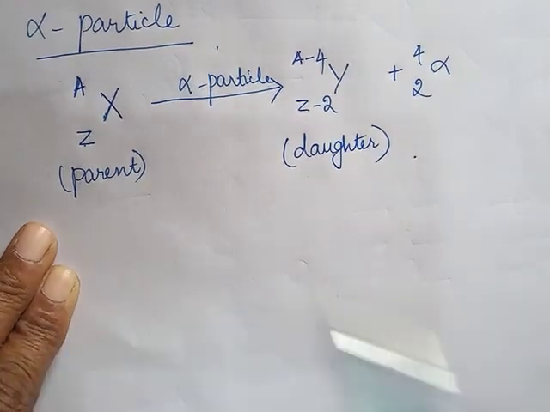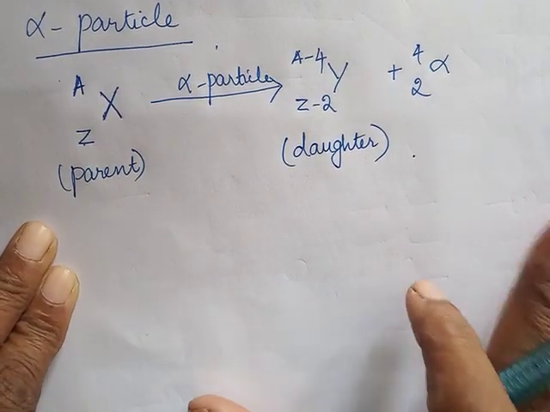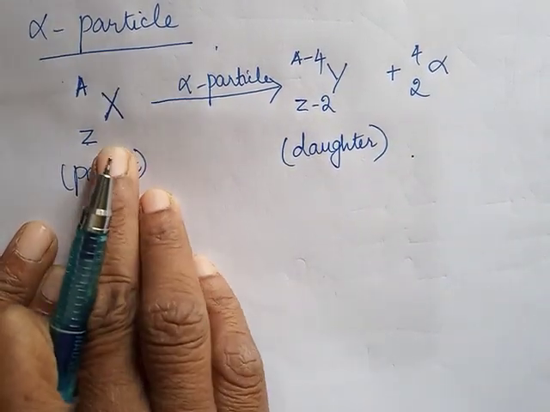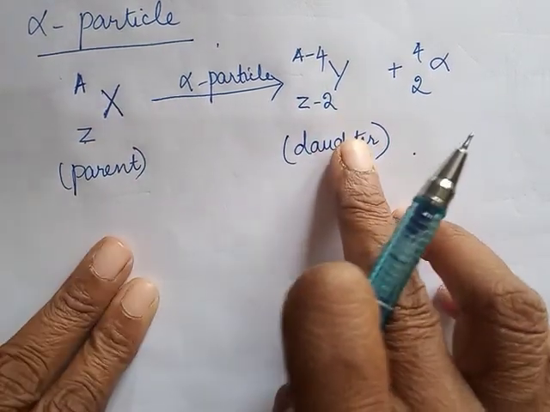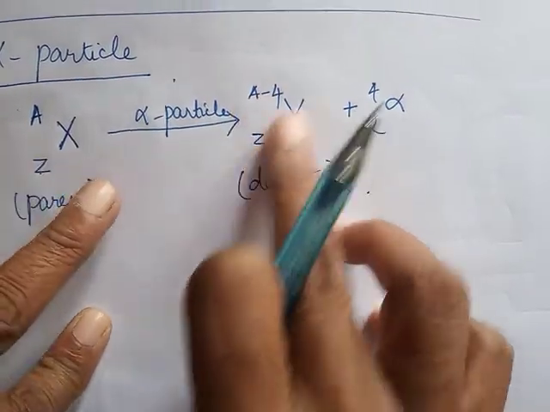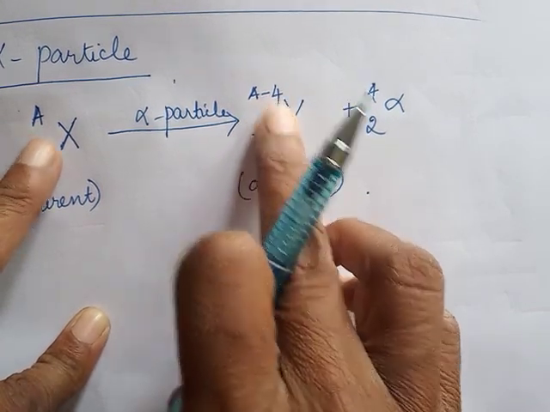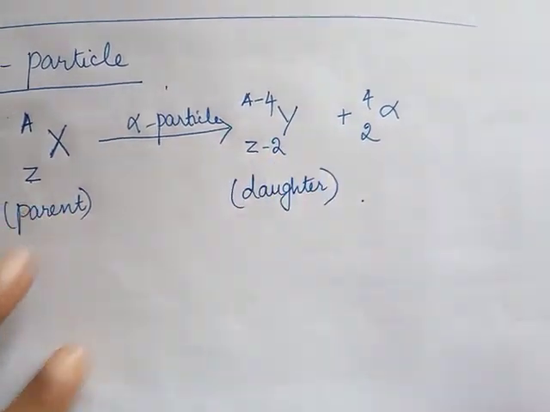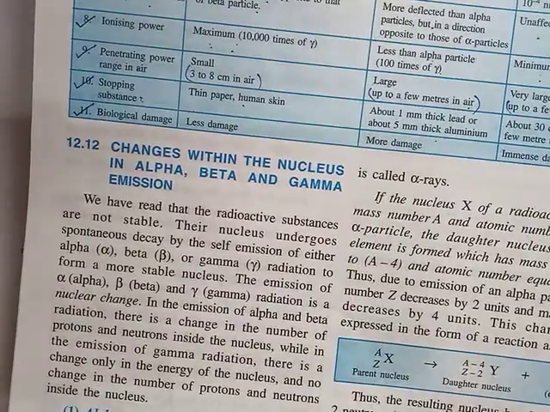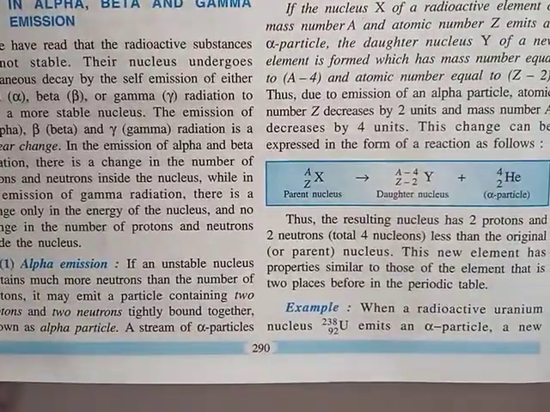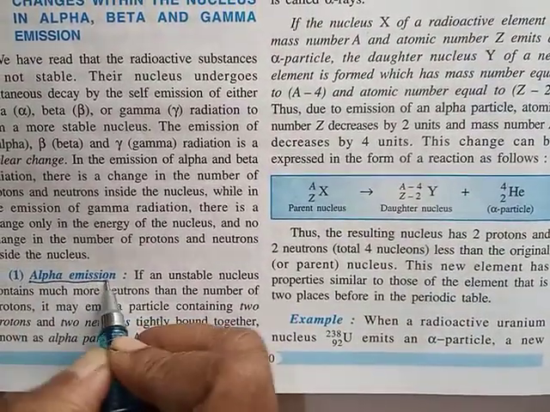Okay, so this is what will happen during an alpha emission. The parent nuclei will change into another one, the daughter nuclei, whose atomic mass number decreases by 4 and atomic number decreases by 2. So let us start with alpha emission.